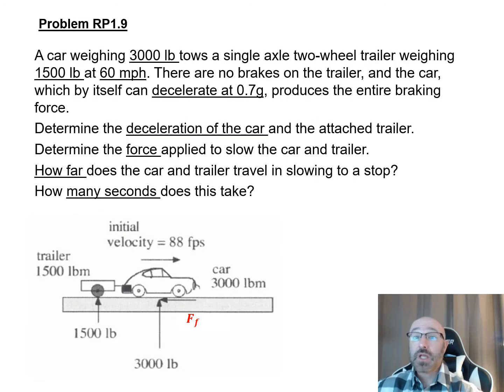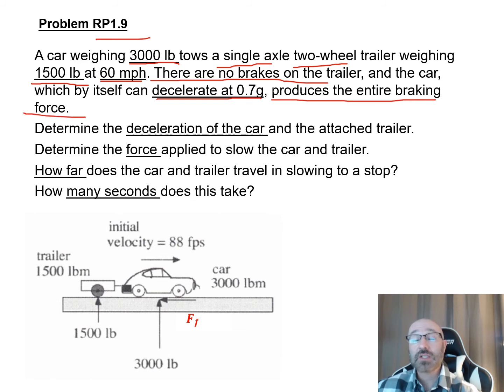So now let's go through an example problem here. We're going to take a look at problem RP 1.9 here. Now in this problem here, they're telling us that we have a car. They tell us the weight of the car is 300 pounds. We also know that this car is towing a single axis, 2-wheeled trailer, and we know the weight of the trailer is given to us as 1,500 pounds, and its initial velocity, it's moving at 60 miles per hour. So the other thing that they tell us here is that there are no brakes on the trailer, so the car by itself is going to be doing the full stopping power, and it can decelerate at 0.7 Gs. Again, this car produces the entire braking force because there's no brakes on the trailer.